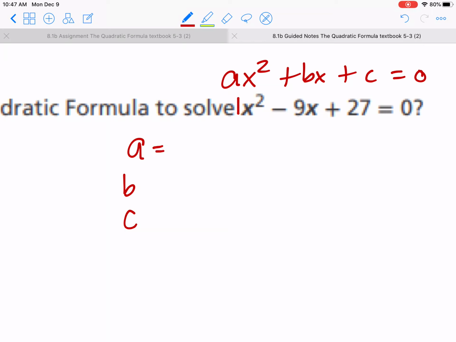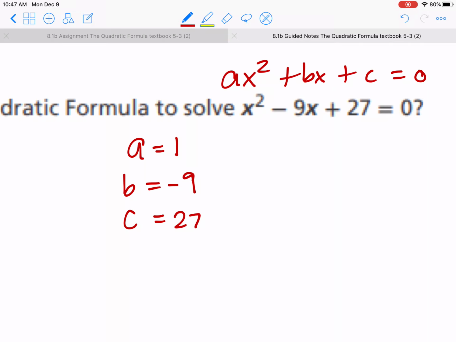So a, even though nothing's written here, a is 1. If it were 0, this term would be gone, and it wouldn't be quadratic at all. We couldn't solve it. So when nothing is written in front of a variable, it's a 1. It's really a 1 there. Okay, b, in this case, is -9, and c is 27.